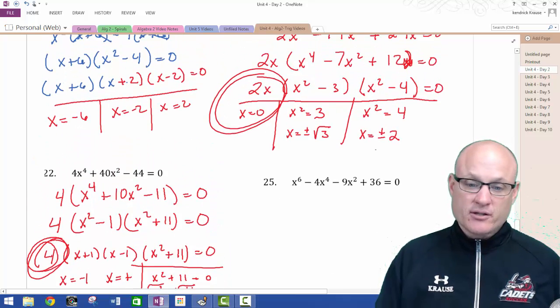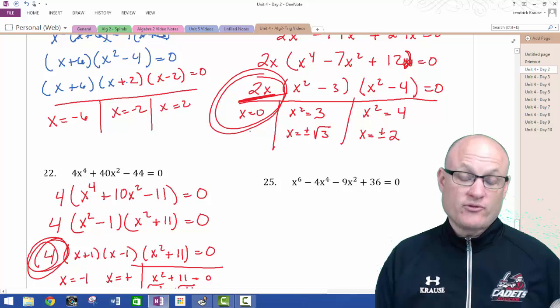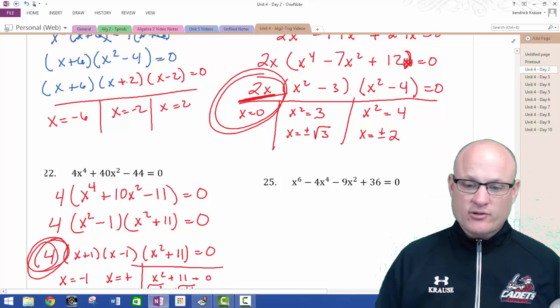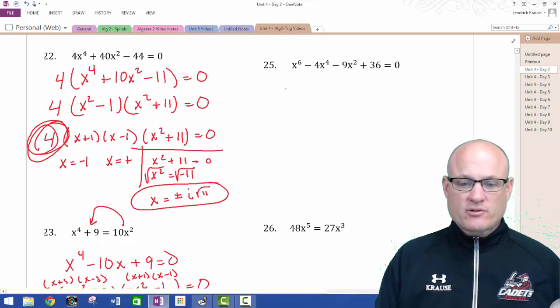Whereas up here, this was a 2x. And if I make x 0, 2 times 0 is 0. So a 0 is, in fact, a solution of this one. All right, we're almost done. This one looks crazy.